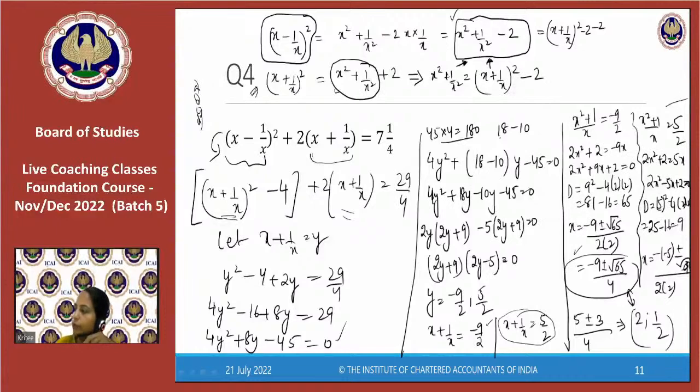How did 7 1 by 4 become 29 by 4? Vagdevi is asking. Interesting question. 7 1 by 4 is a mixed fraction. If you do not know anything about mixed fractions, what happens is you multiply the denominator with the whole number. Whatever product you get, you add the numerator to it. 7 is the quotient, 1 is the remainder and 4 is the divisor. So you do 4 into 7, add 1, divided by the 4 itself. That's how you get 29 by 4.